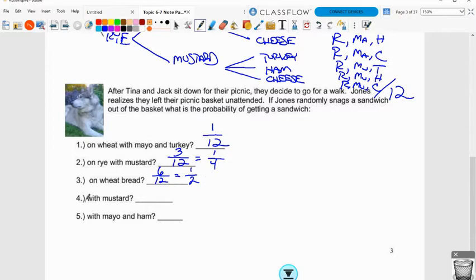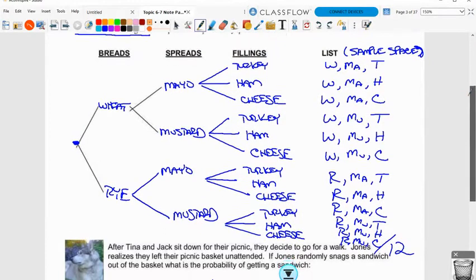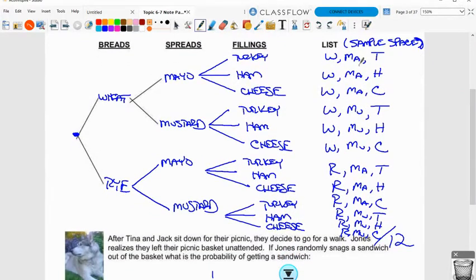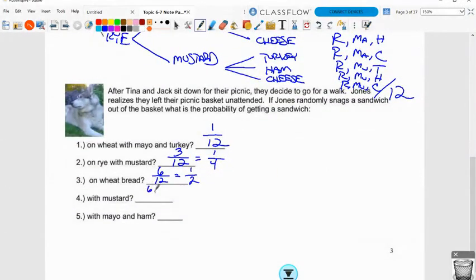Question 4, what's the probability of getting a sandwich with mustard? So let's count now the sandwiches with mustard. Mustard was one of the spreads, which is in the middle. So that's mayo, mustard. There's 1, 2, 3. Mayo again. 1, 2, 3 more mustard. That's a total of 6 sandwiches that have mustard. 6 out of 12, which again can be simplified down to 1/2.